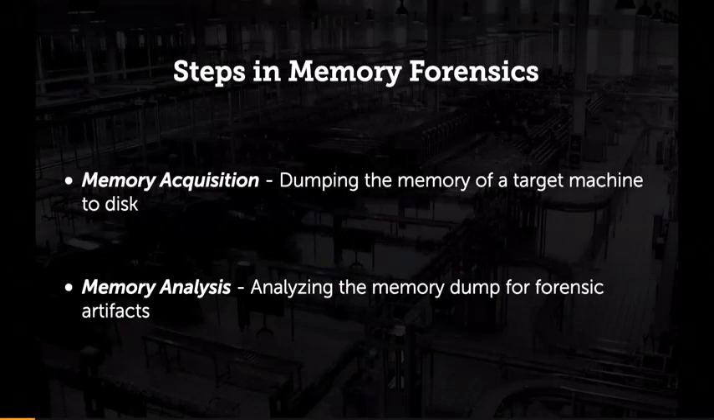What are the steps in memory forensics? There are two general steps. Normally, let's say you suspect a host in your network is infected. You take the memory image of the system, that's memory acquisition. Once you take the memory of the system, the next step is to analyze the memory to identify and find the malicious artifacts. So there are two steps: one is memory acquisition, and the second one is analysis of the memory.